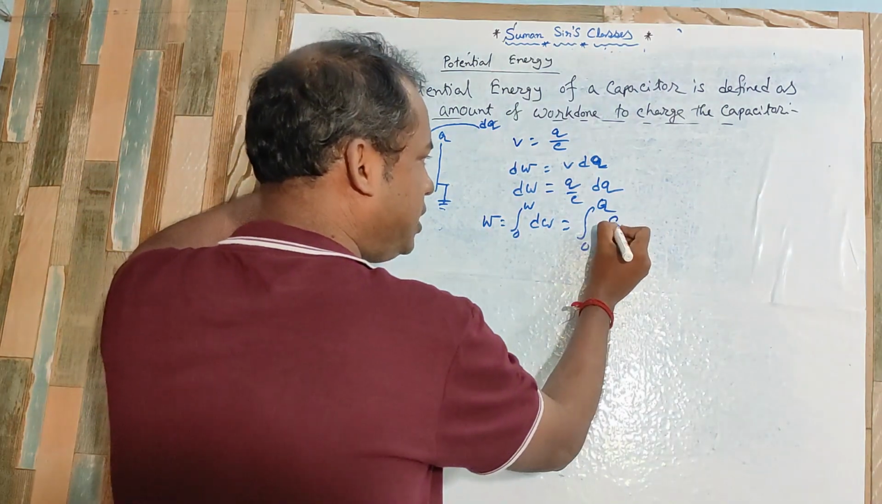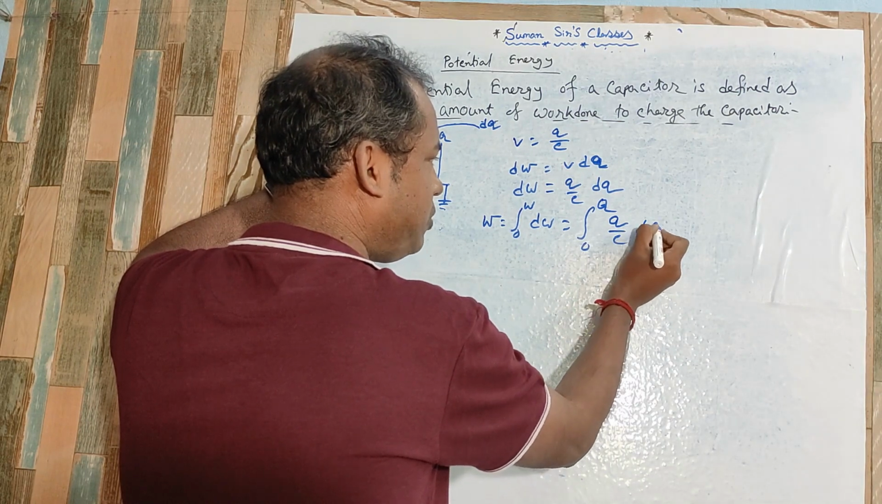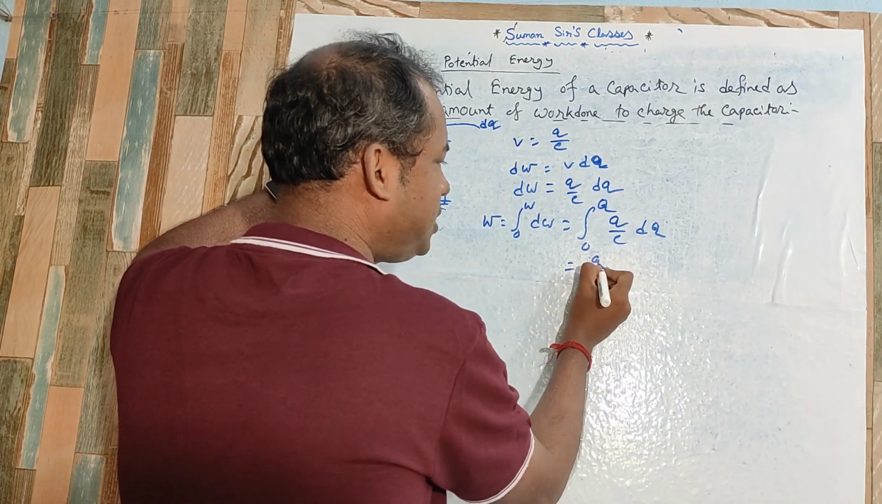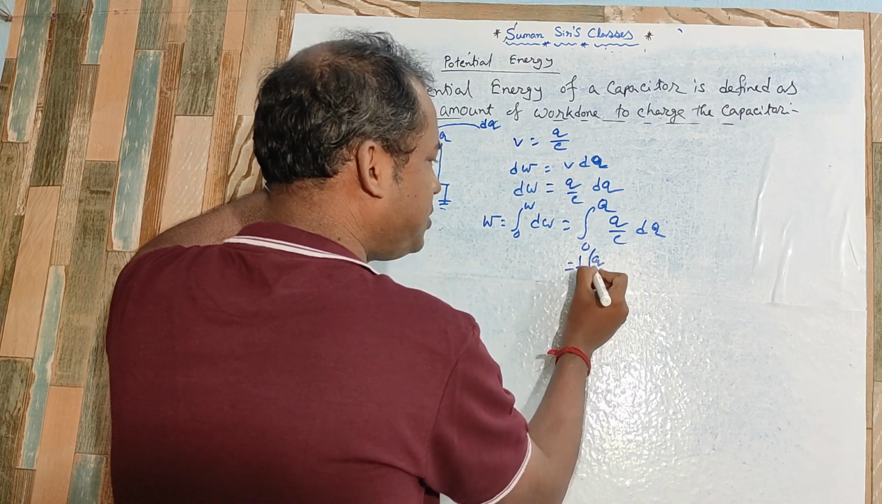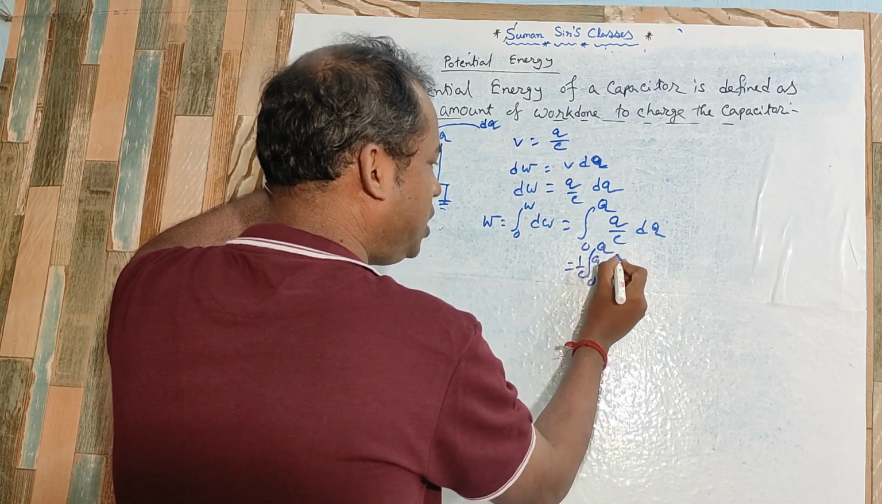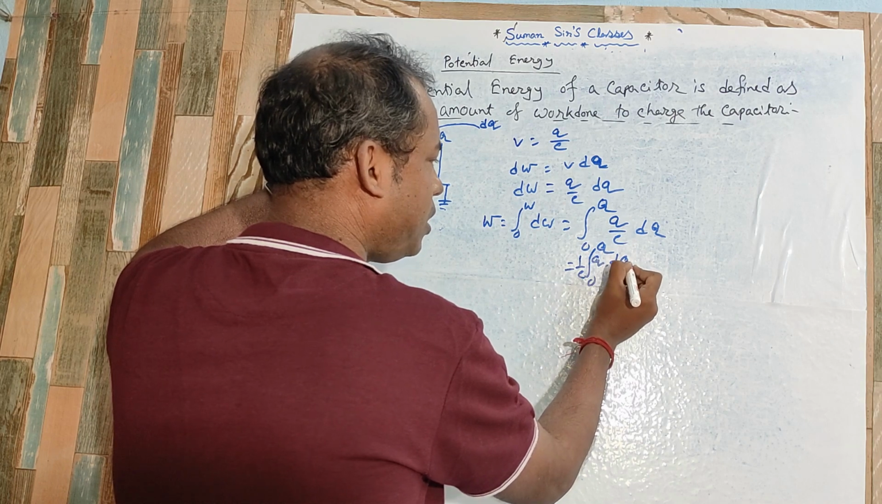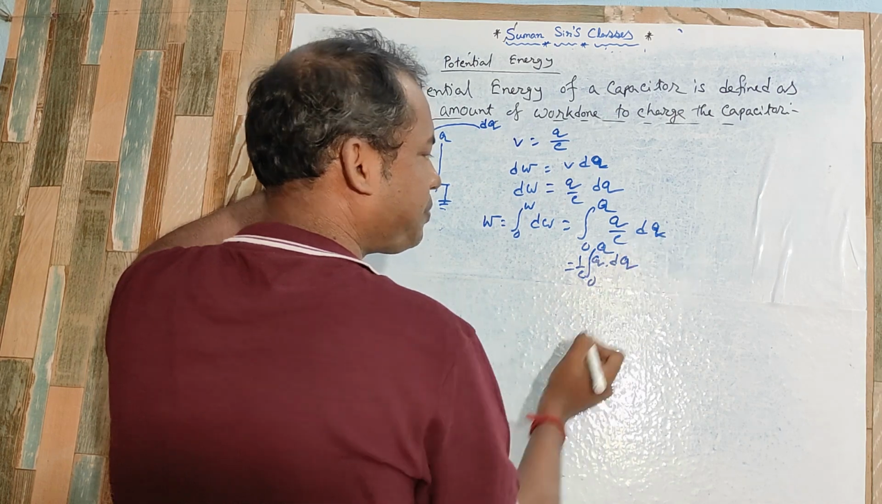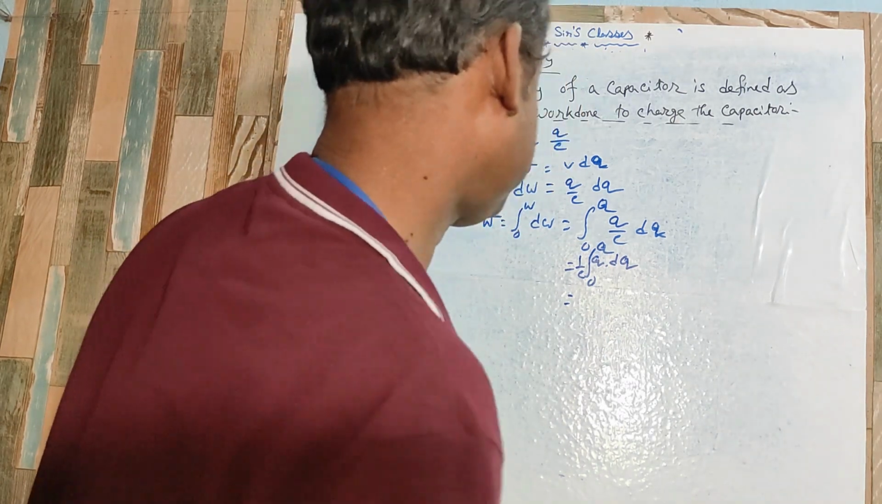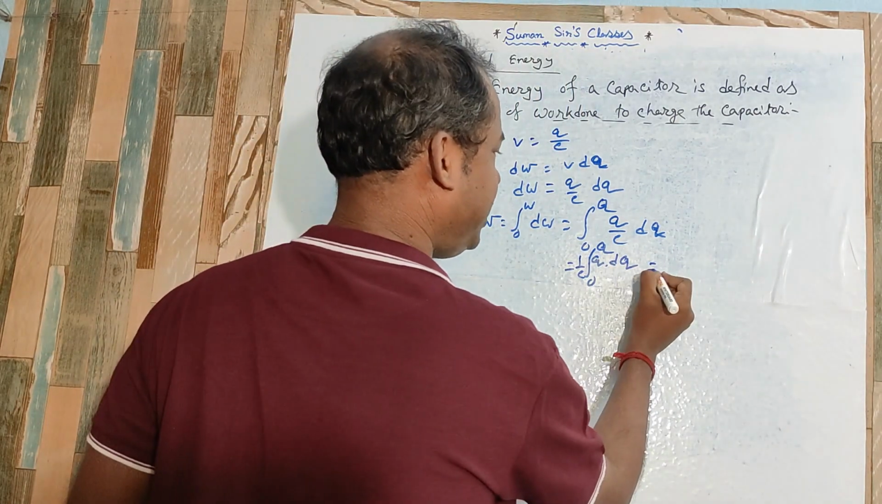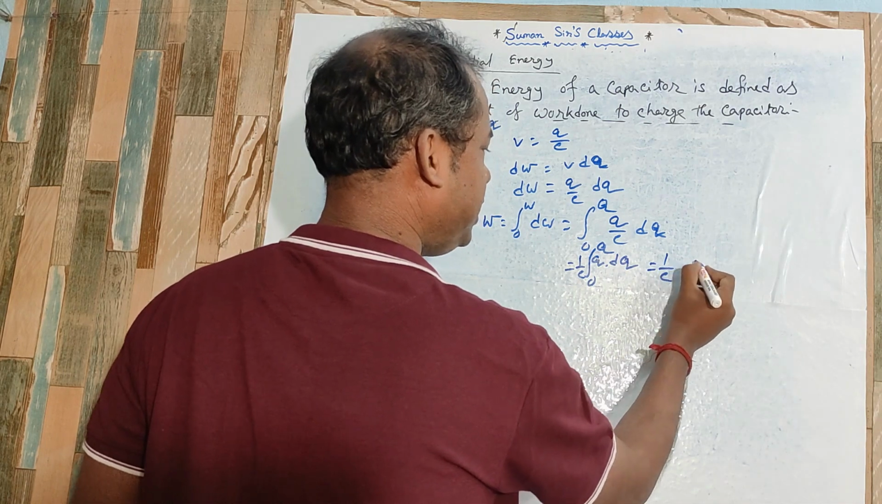So that is represented in the form Q by C into dQ. Okay, taking common Q by C, that is, taking common only the 1 by C. So integration of 0 to capital Q, Q into dQ. Now it may be written in the form 1 by C, Q into dq.